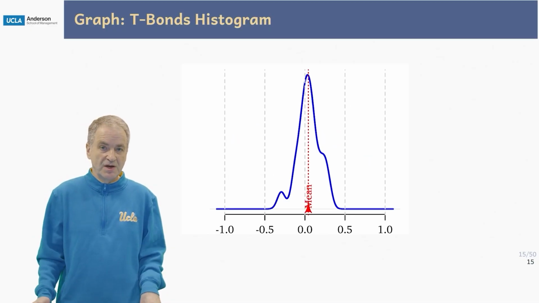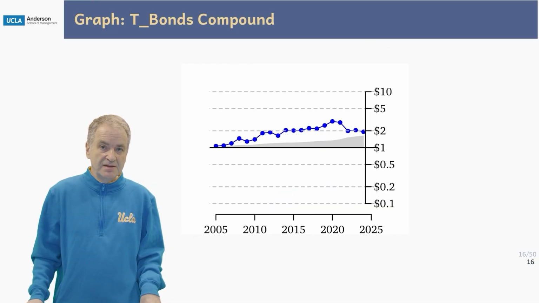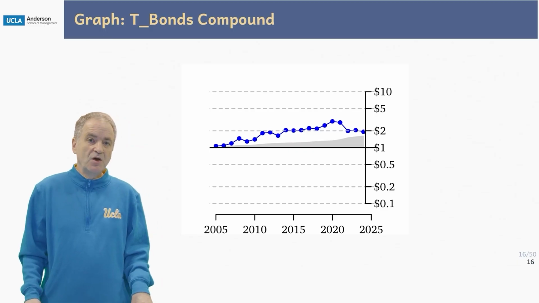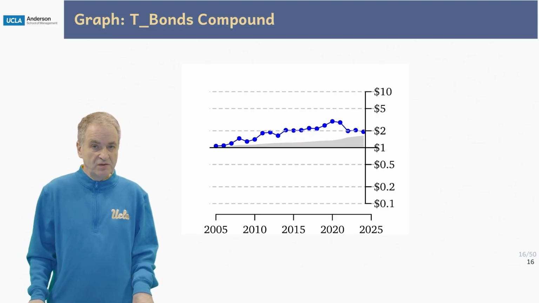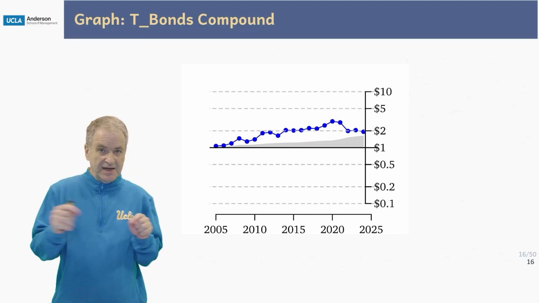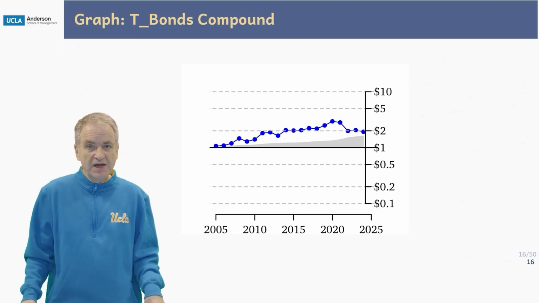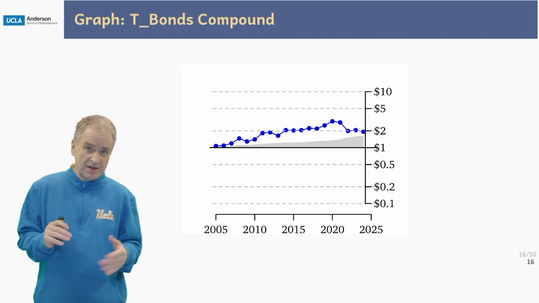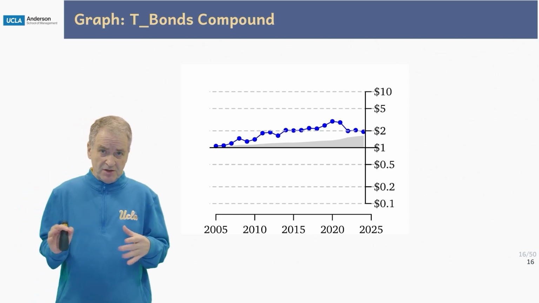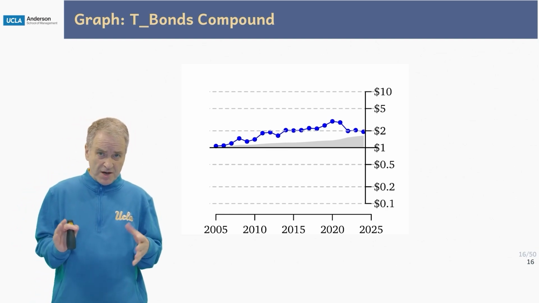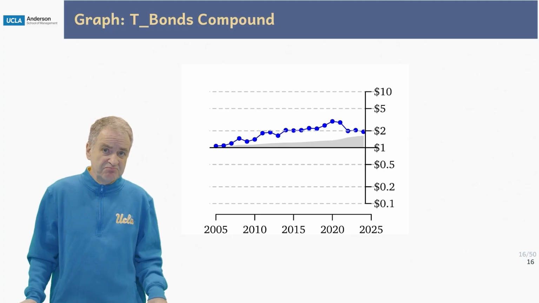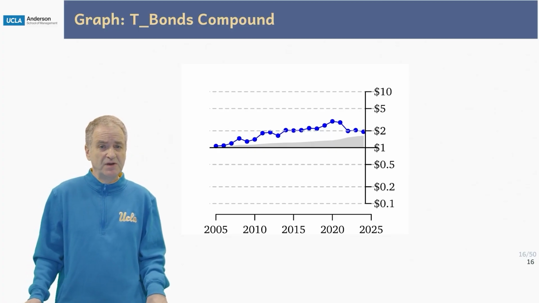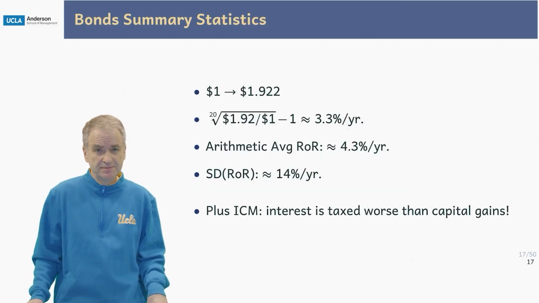This is the histogram. And this is what you would have ended up compounded. So if you just bought it in 2005, rolled it over, held it every year, you would have ended up with only about $2. Now in 2020, you were still much better ahead. You were more like $3, $4, but the last 4 years were really not very good to treasury bonds.